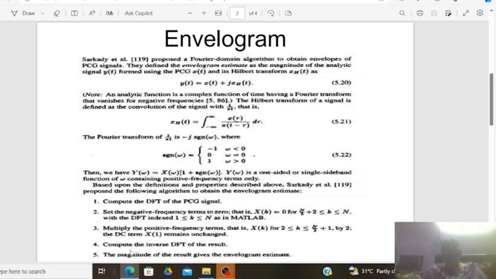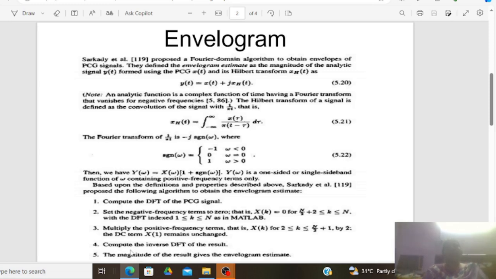When you take the Fourier transform of 1 by pi t, that is minus j signum of omega. Why 1 by pi t? Because the Hilbert transform of the signal is defined as the convolution of the signal with 1 by pi t. Here the signum function is defined as minus 1 for omega less than 0, 0 for omega equal to 0, and 1 for omega greater than 0.